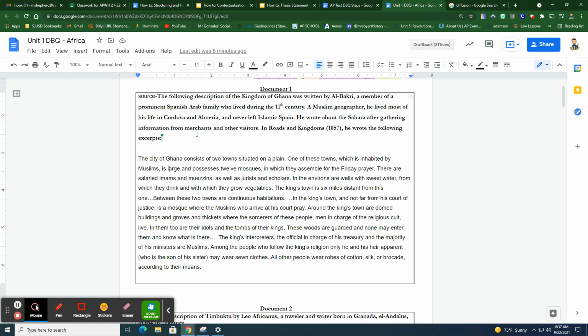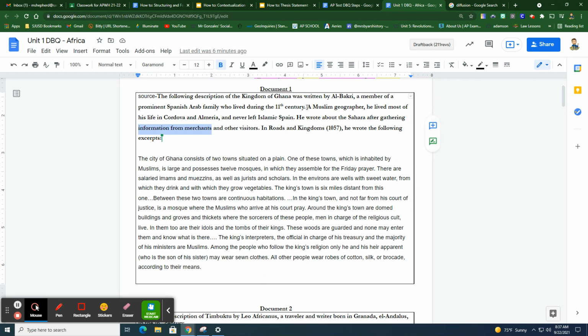All right, so in this source, we have an Islamic geographer, a Muslim geographer from Spain, traveling to Ghana and then explaining what happened there, or basically his experience there. He wrote about the Sahara after gathering information from merchants. Okay, that might lack reliability too, because he's getting his information from who? Just from merchants. So that's something you could put in your HAP right there.